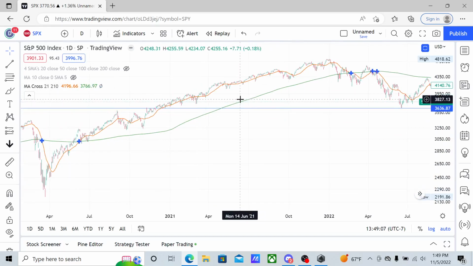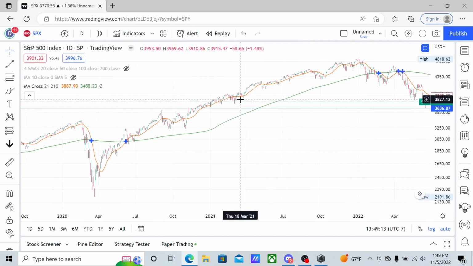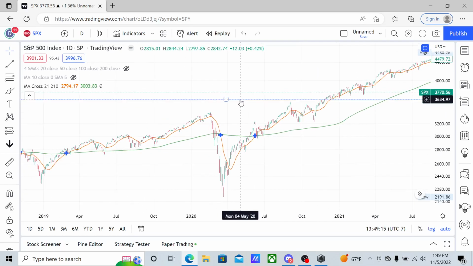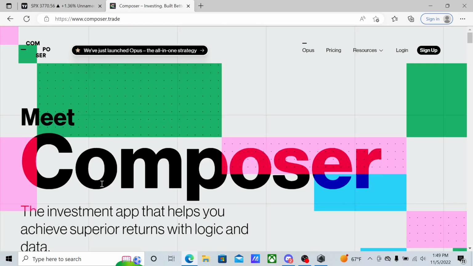So you can capture macro trends, but it's just much easier to use the monthly chart if you're trying to capture big macro trends. But again, if you're using this, you can still avoid huge market crashes, and we're going to actually example this in Composer. So let me open this up real quick.